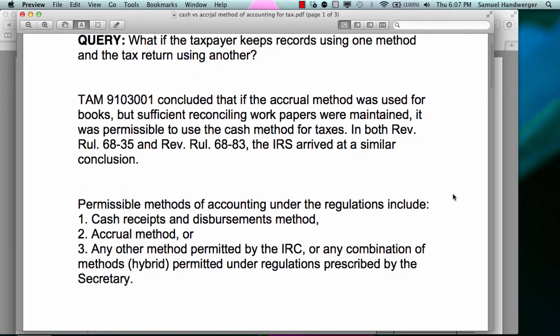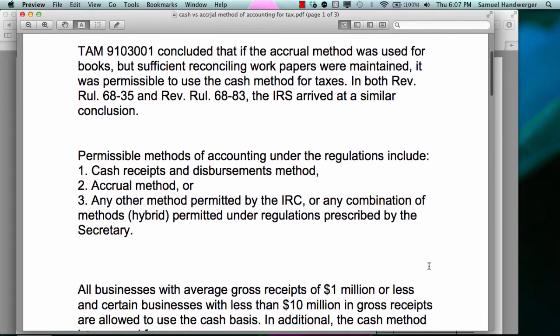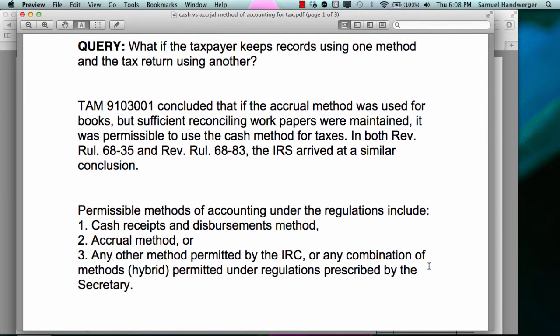Okay, so let's talk about the methods of accounting allowed. Cash receipts and disbursements are allowed under the code, accrual methods, and then what they call a hybrid. And we'll describe a hybrid in a second. Well, maybe not a second. Soon. We'll describe it soon. Well, let's do it now. I like doing it now.